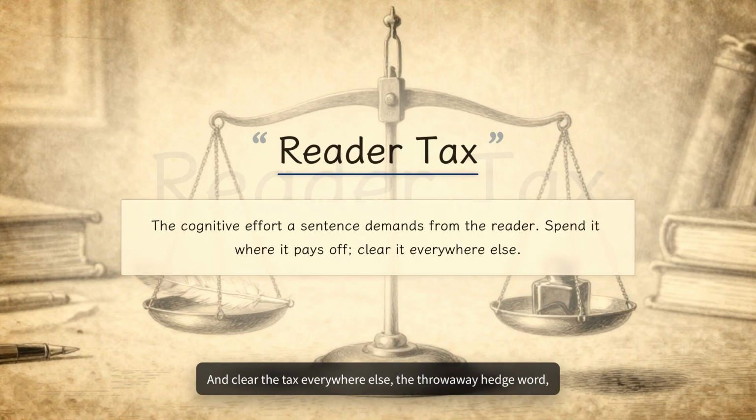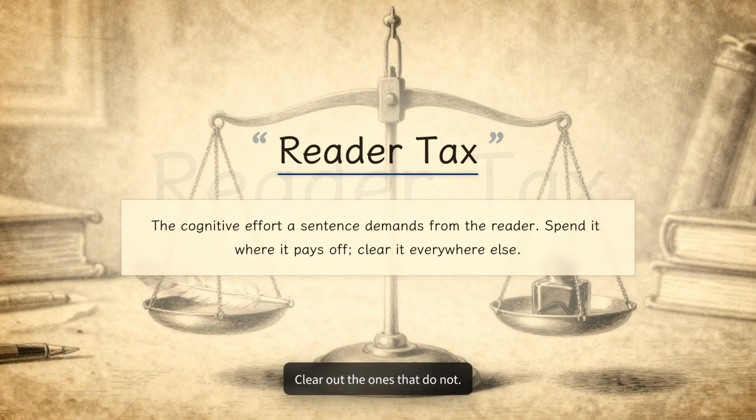The throwaway hedge word, the reflexive filter verb, the "as if" that slipped in while you were drafting fast and never got decided. Every place your prose asks something of the reader is a small withdrawal from their attention. Spend it on the moments that pay them back. Clear out the ones that do not.